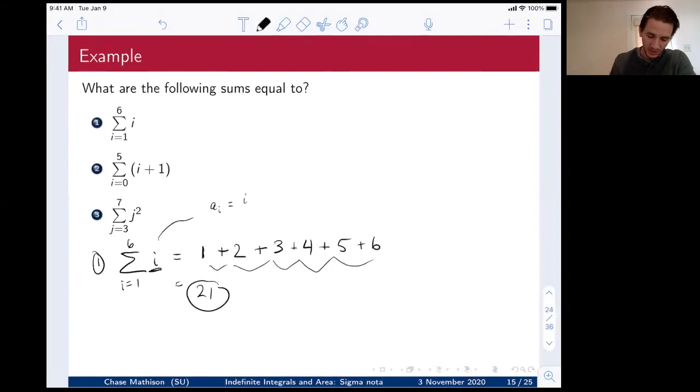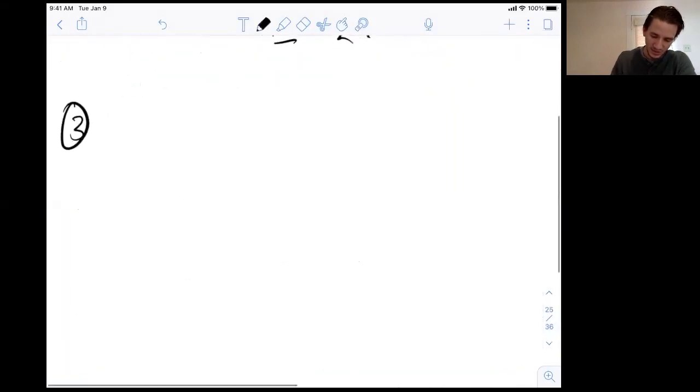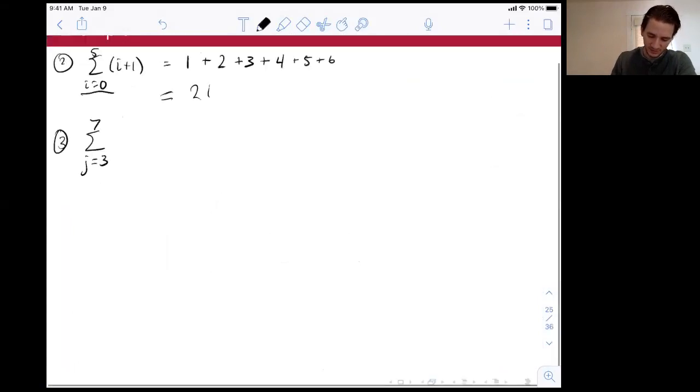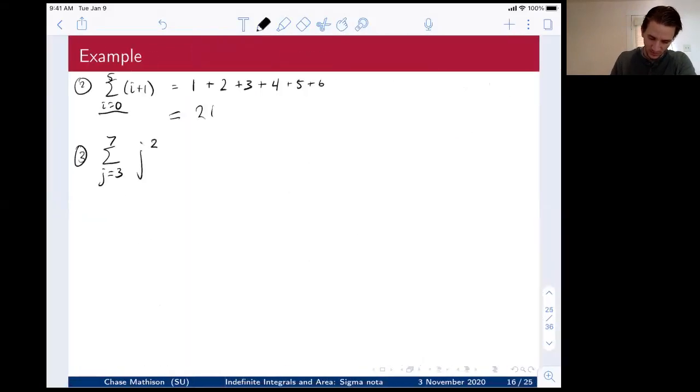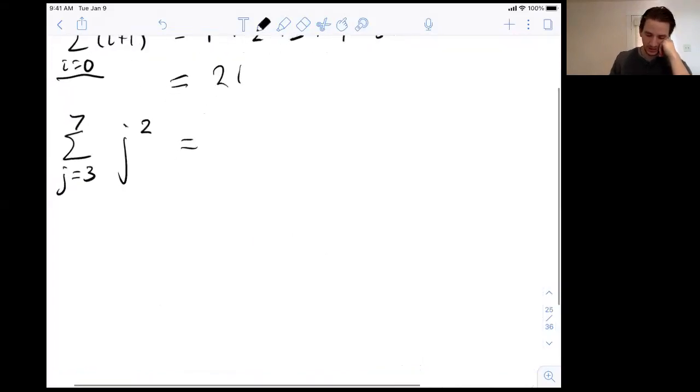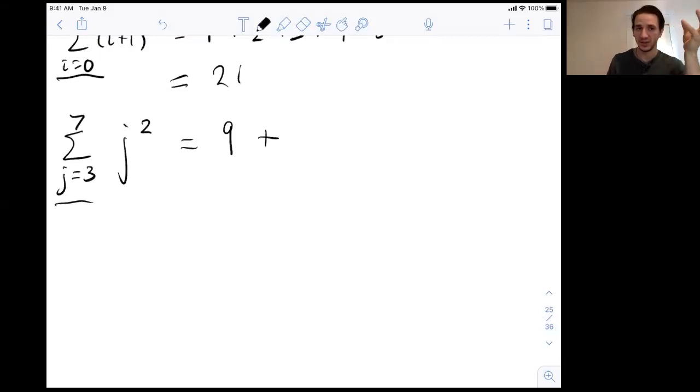For number 3, we're looking at the sum j equals 3 to 7 of j squared. All right. Well, again, we start with j equals 3. When j is 3, j squared is 9. Then I write a plus. Then I increase j by 1. So the index doesn't have to be i. It can also be j, and it can be any letter, really. But we usually use i, j, and k.